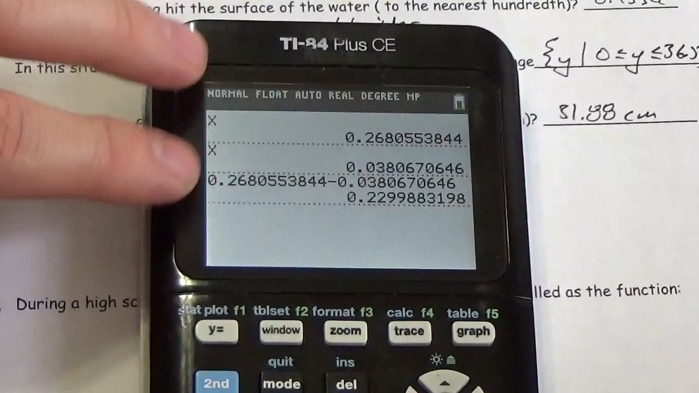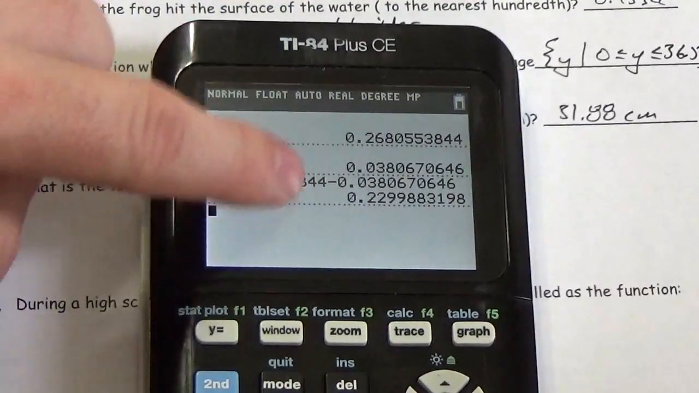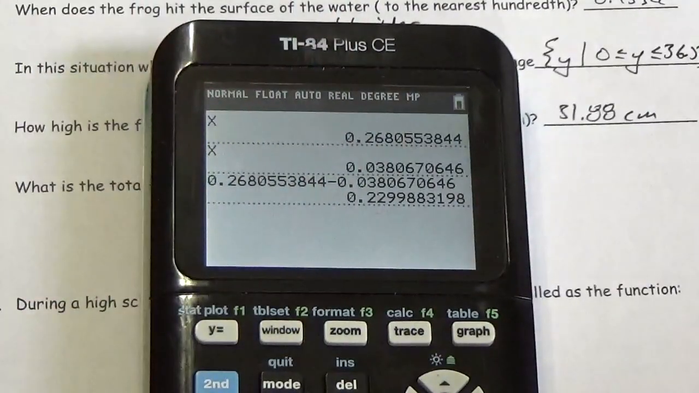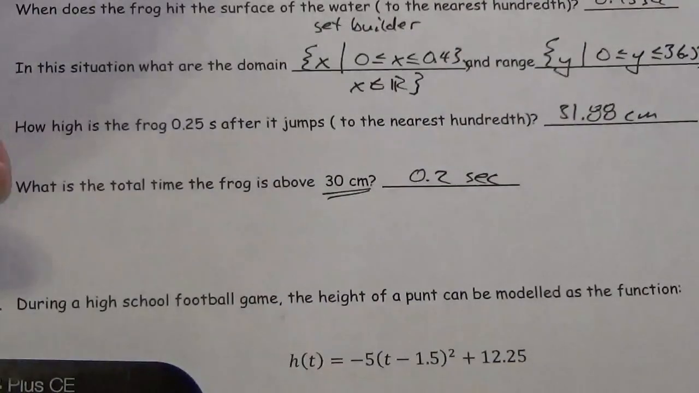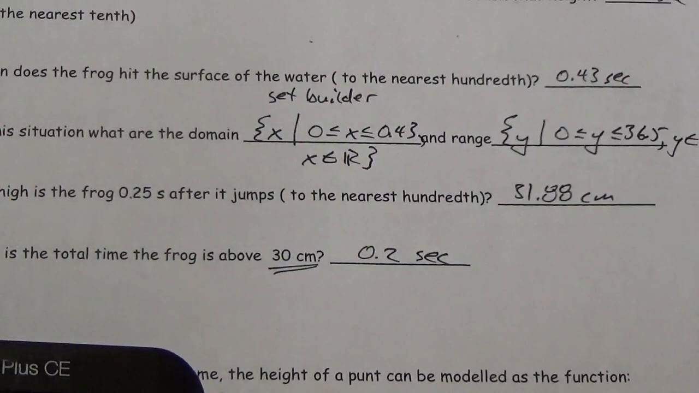But I just wanted you to be aware that most of these calculators now, the 84 and above here, have the ability to go back and just grab those numbers. Anyway, I know it took a little while here, but the more comfortable you get with the calculator, the more quickly you will move through lots of these questions.